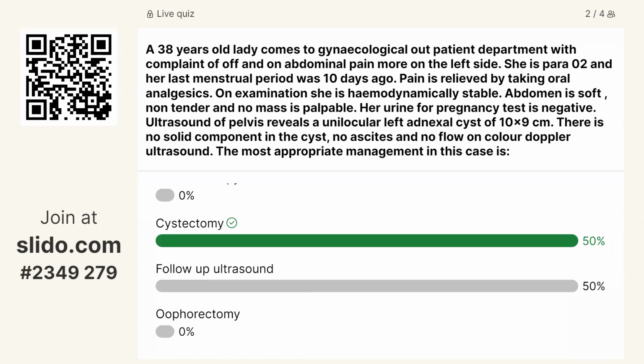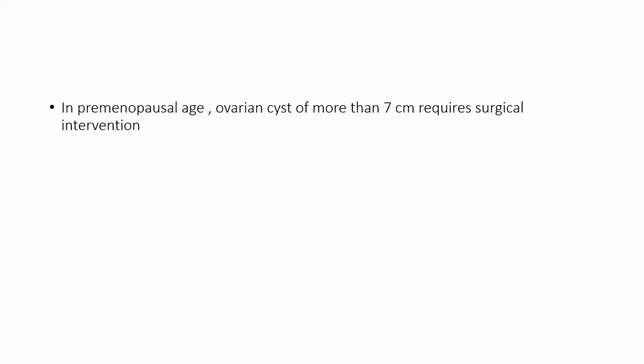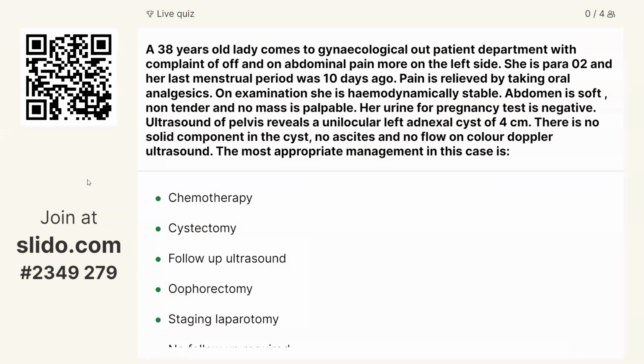Surgical removal. If it is from 50 to 70 millimeters, then we will do a follow-up ultrasound. So let's move to the next question. All the statements of the next question are the same except the last three lines. So this is the next question. The size is different. It's 4 centimeters.